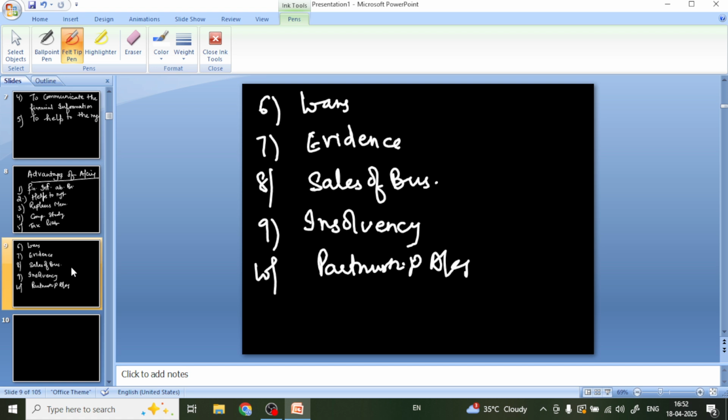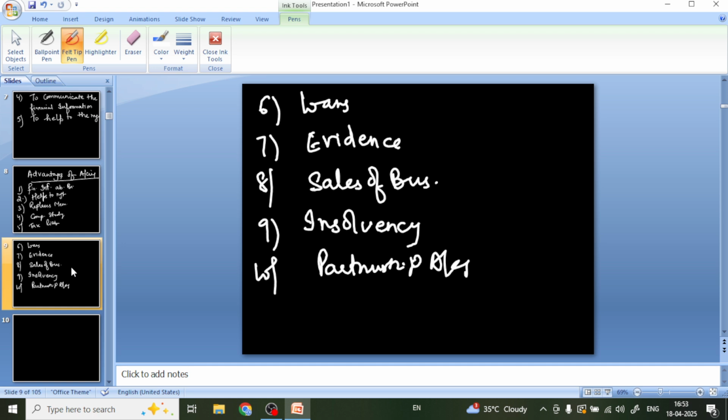Next is facilitating loans. Loans are provided by banks and financial institutions on the basis of growth of the business, and this information is provided by accounting to banks or financial institutions, showing whether the business can repay its loans or not. Evidence in court means it is a systematic record of transactions which is accepted by courts as good evidence. Facilitates sale of business means if someone wants to sell his business, then the accounts maintained by him will enable the ascertainment of the proper purchase price. It also helps in the event of insolvency. Insolvency proceedings involve explaining many transactions, whether they were taken in the past or not, and systematic accounting records help a great deal in such a situation. It is also helpful in partnership accounts.